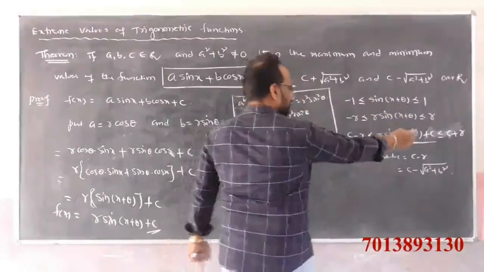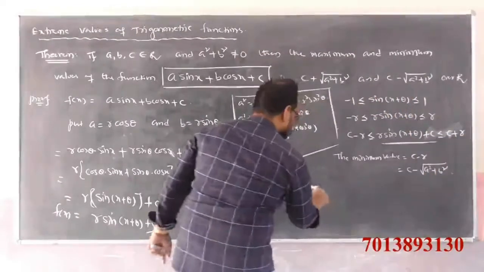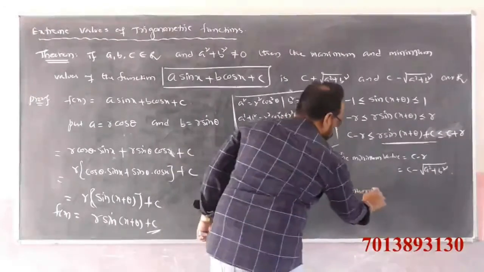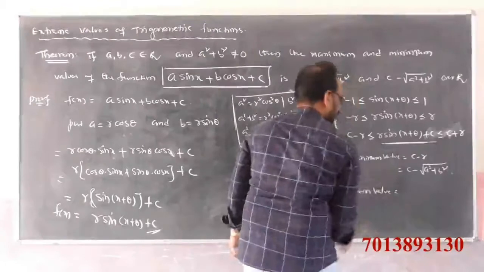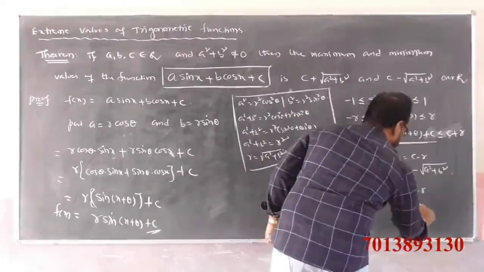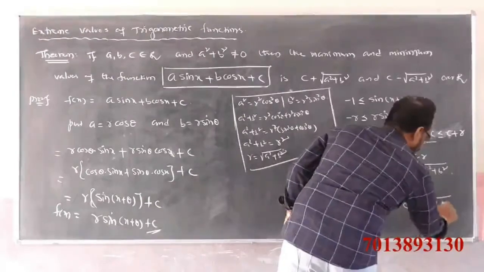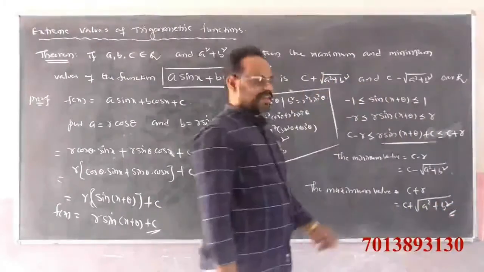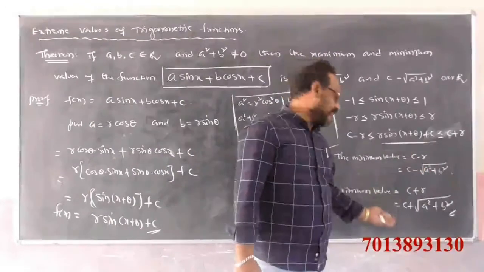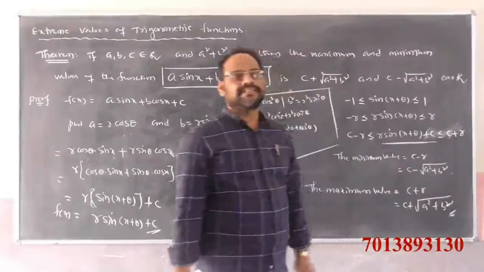What is the maximum value? It is c plus R, which is c plus square root of a square plus b square. The minimum value is c minus square root of a square plus b square. The maximum value is c plus square root of a square plus b square.